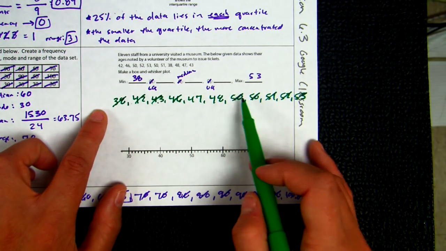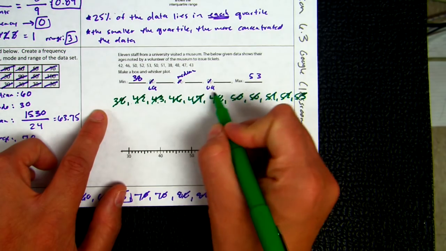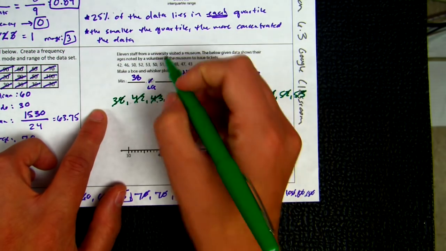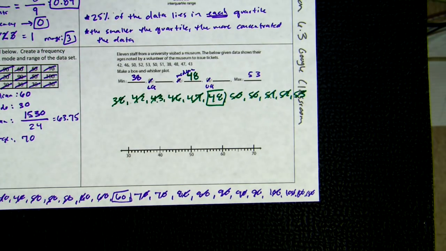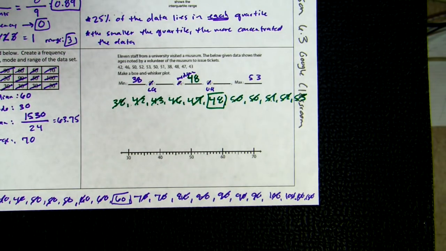1, 2, 3, 4. 1, 2, 3, 4. Oh, 5. The point in the middle is 48. So my median is 48. Okay, the tricky part here is the lower and upper quartiles.